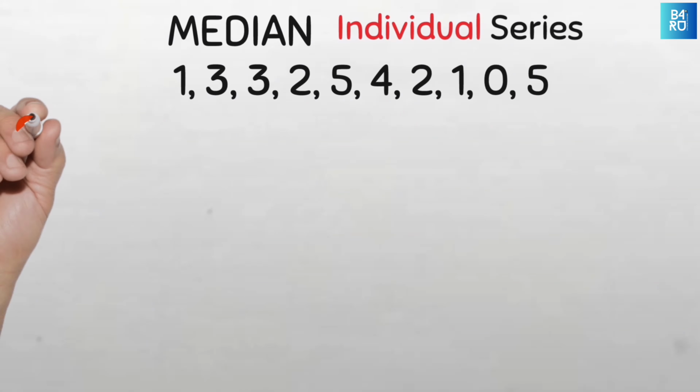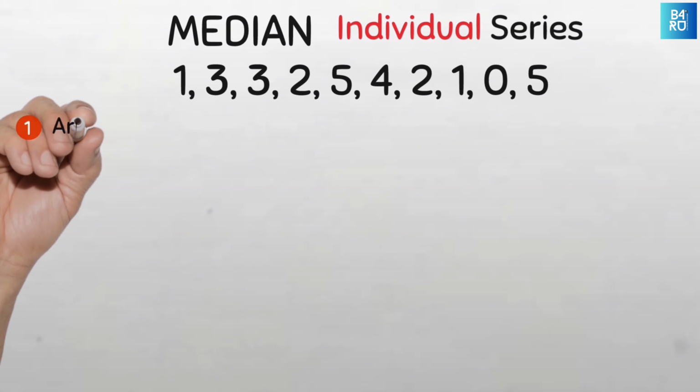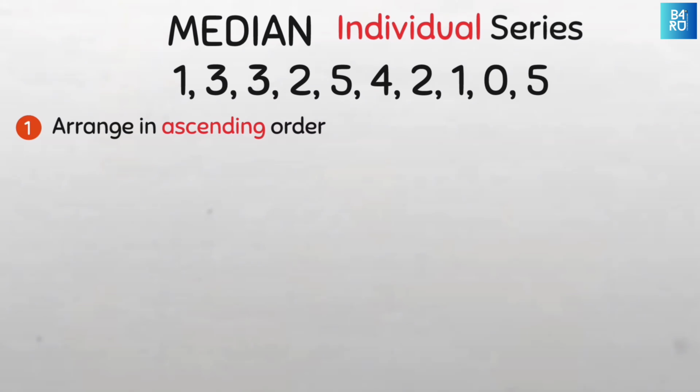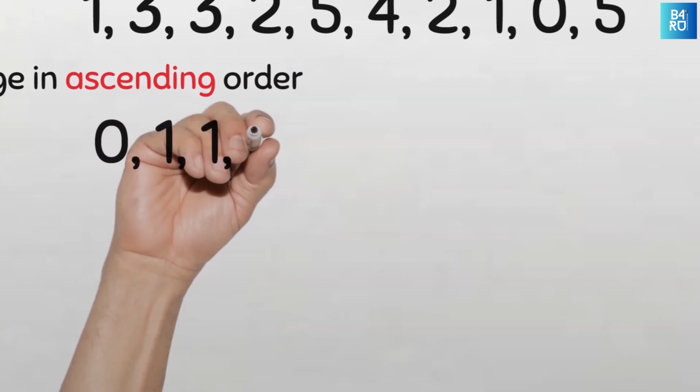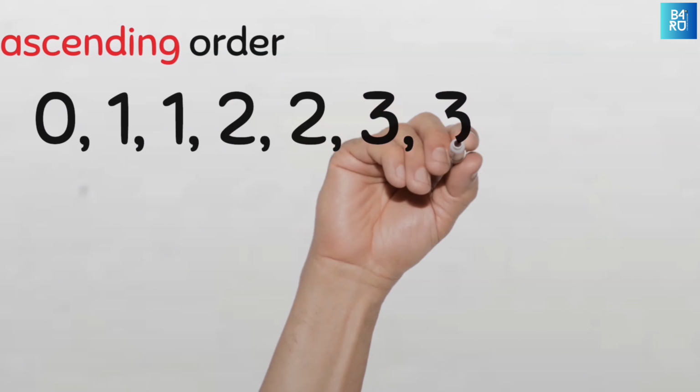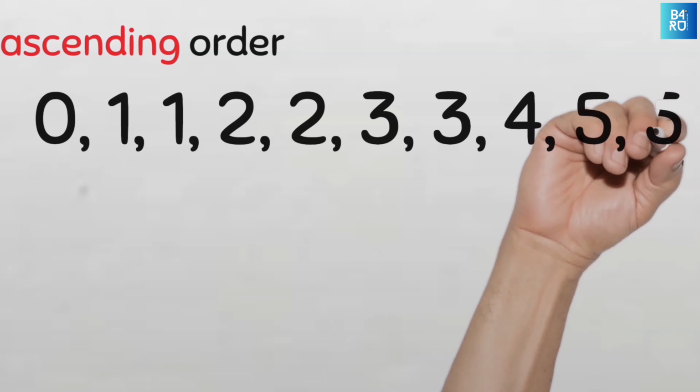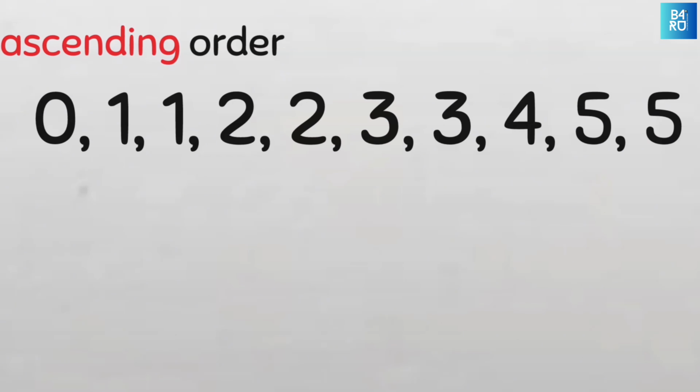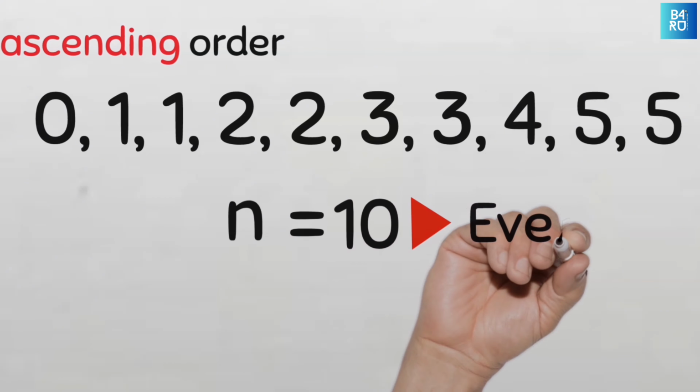To do this, we need to first arrange the data in ascending or descending order. I prefer the ascending order because it's just logical. So here we'll have 0, 1, 1, 2, 2, 3, 3, 4, 5, and 5. That's 1, 2, 3, 4, 5, 6, 7, 8, 9, and 10. Awesome. So our number of data elements is 10 and this is an even number.